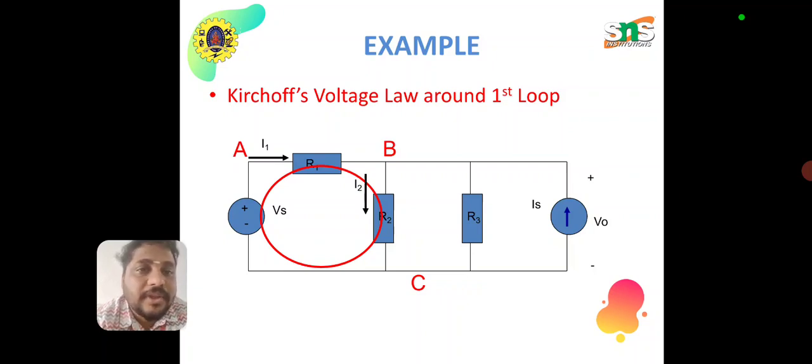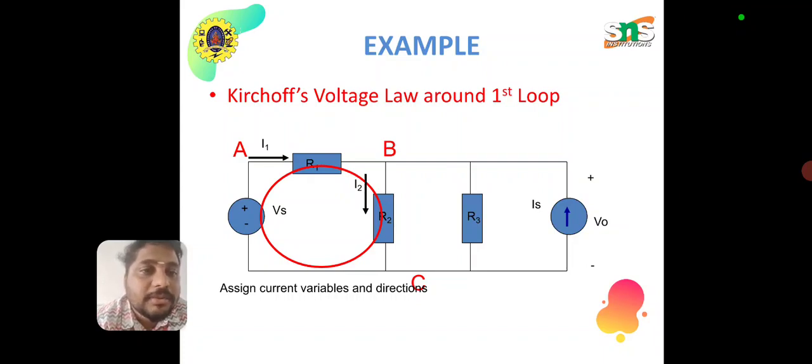Here Vs is the voltage source, R1 is resistance 1, R2 is resistance 2, R3 is resistance 3. Here R1 is connected in series in the circuit, and R2 and R3, both resistors, are connected in parallel. Vs is the source voltage, likewise VO is the output voltage. Here we take point A, point B, point C, and a closed loop.